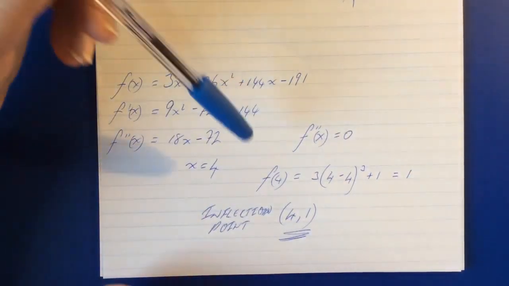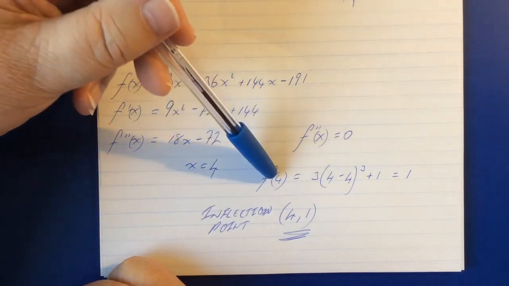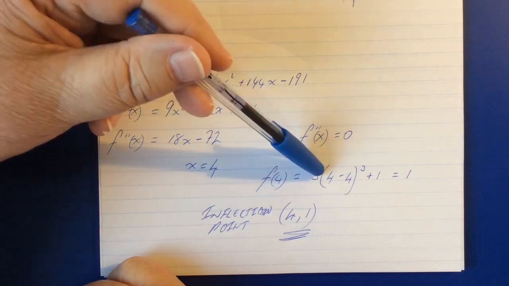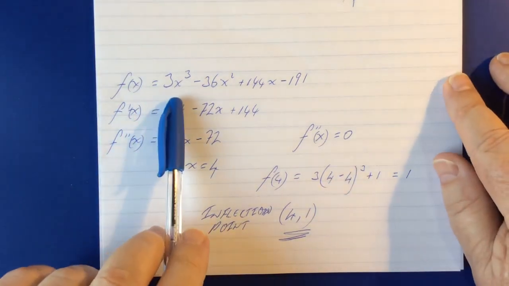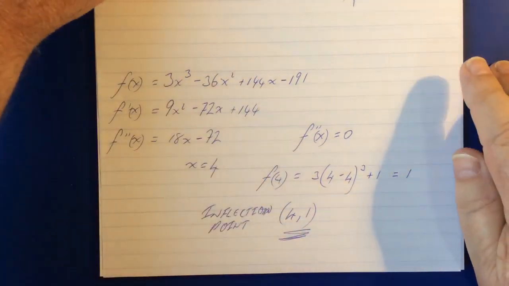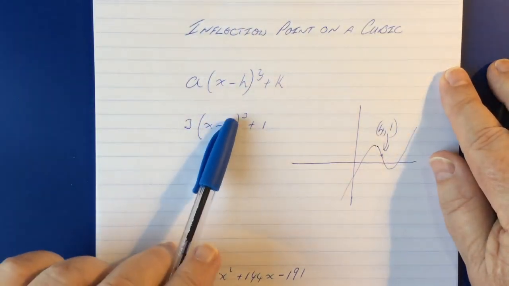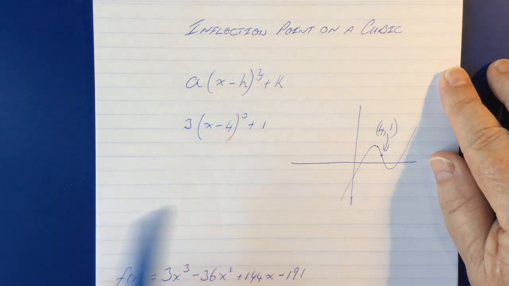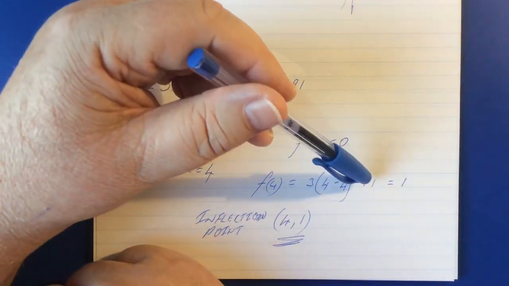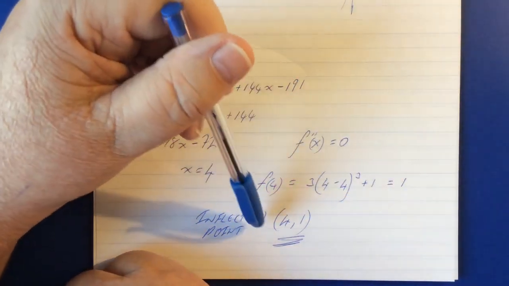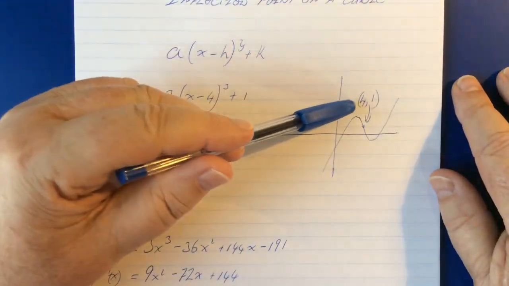Right, so having found that the x value of the point of inflection is 4, we can put that number 4 into our cubic. Now, I'm not silly enough to put it into this when I have this form available. So you just drop the 4 in here. That makes this equal 0. We have 3 times 0 plus 1 equaling 1, and we get our inflection point of 4, 1, which we had here.